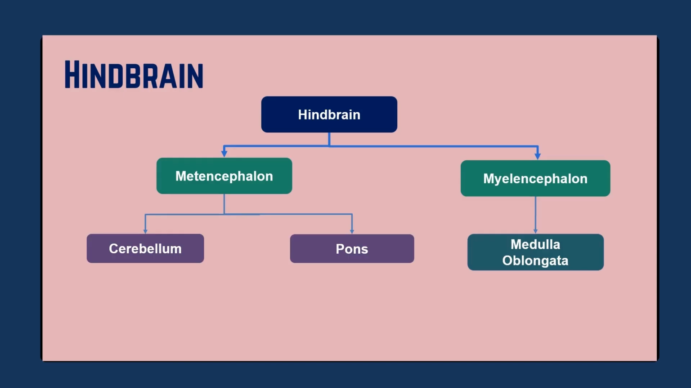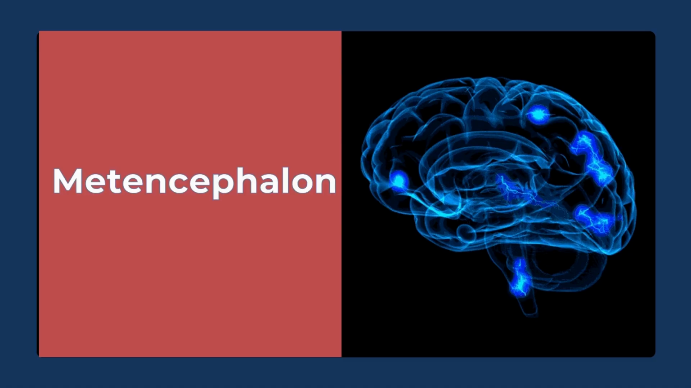We already know how these words are derived, right? In one of our previous videos, we have talked about how all these names are derived. Encephalon means brain, and all these prefixes to encephalon give you the names of different parts of the brain. Let's start with metencephalon. Let's see.